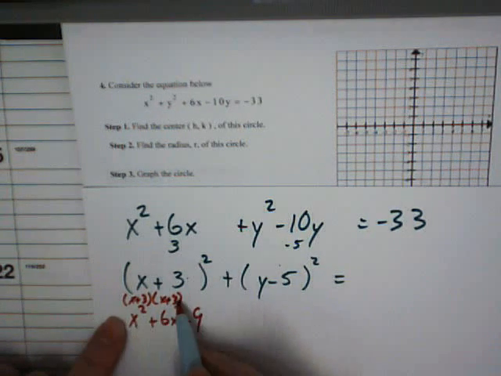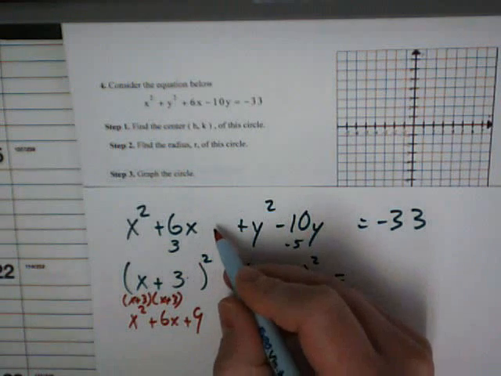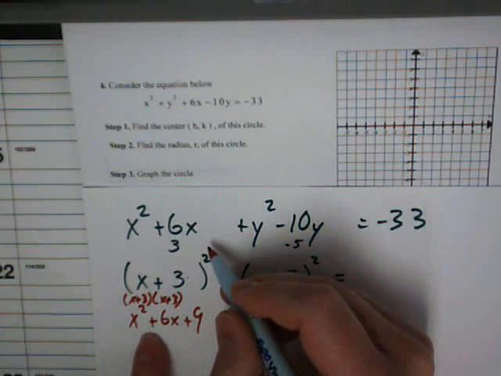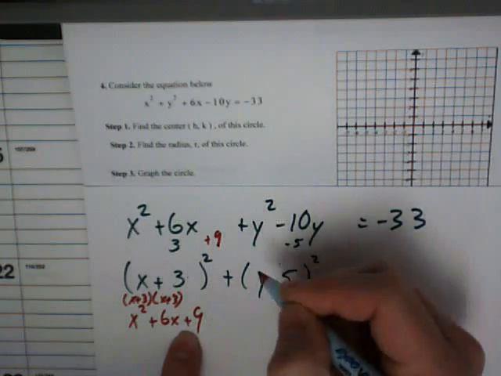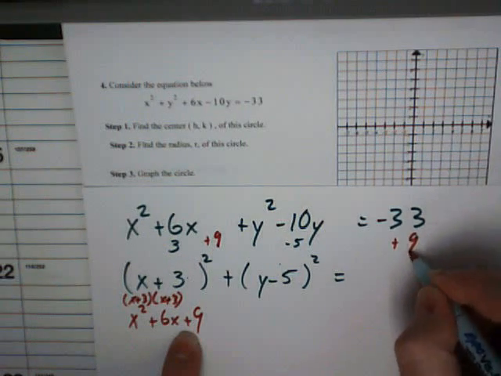If I multiply this out, remember x plus 3 times x plus 3. X times x, x squared, you get 3x, another 3x, and 3 times 3 is 9. Well look, I don't have a 9 up here. I've got the x squared, the 6x, but I don't have a 9, so I need to add 9 over here. But if I do it to one side, I got it to the other.